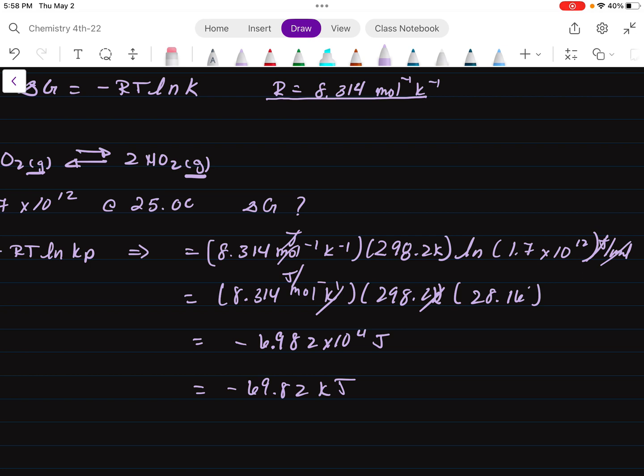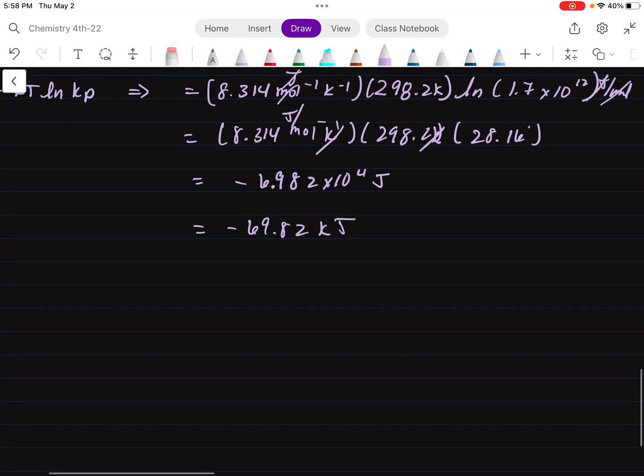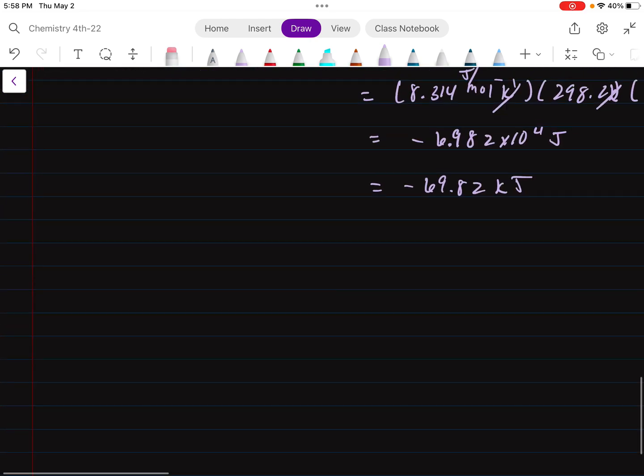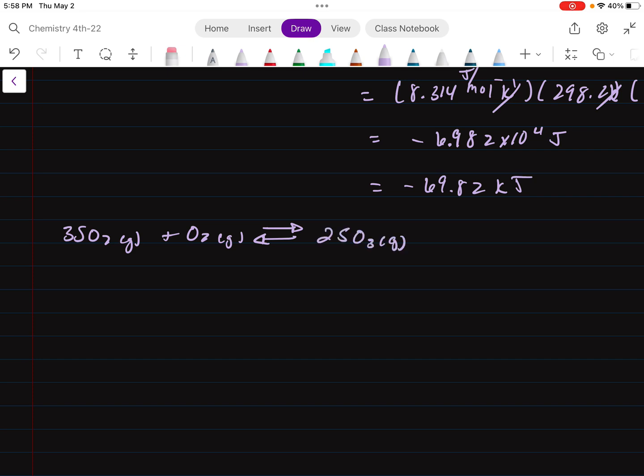Okay. So that's pretty much it, guys. Let me give you one more example, and then we'll cut this video short here. Let's say we have a reaction now that says we have 3SO2 gas plus O2 gas, again at equilibrium, to produce 2 moles of SO3 gas.